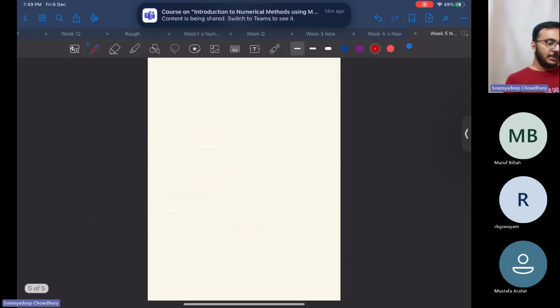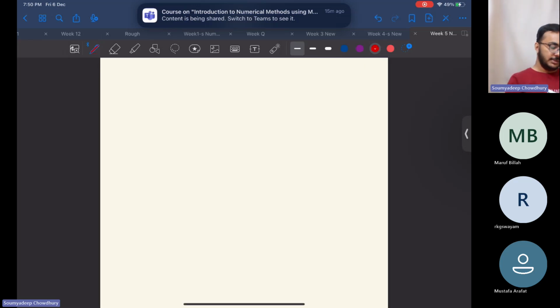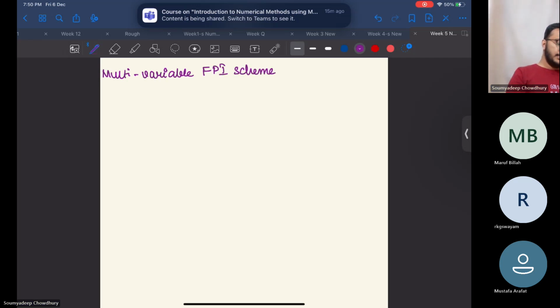So this is all about the fixed point iteration method for a single variable. Now we'll move to the multivariable fixed point iteration method. There also it is a similar kind of thing; I'll just give an example and we'll quickly complete this. It is basically the multivariable fixed point iteration scheme.